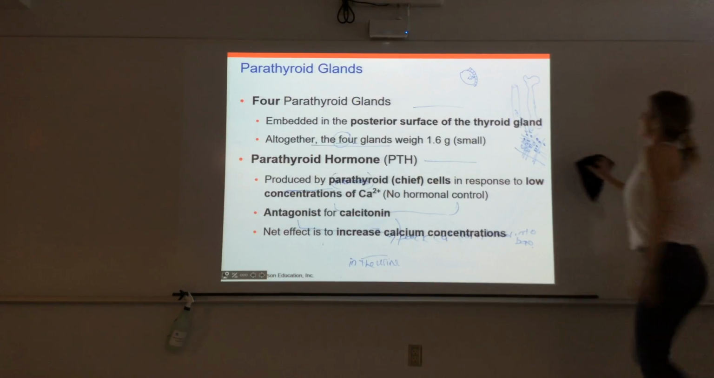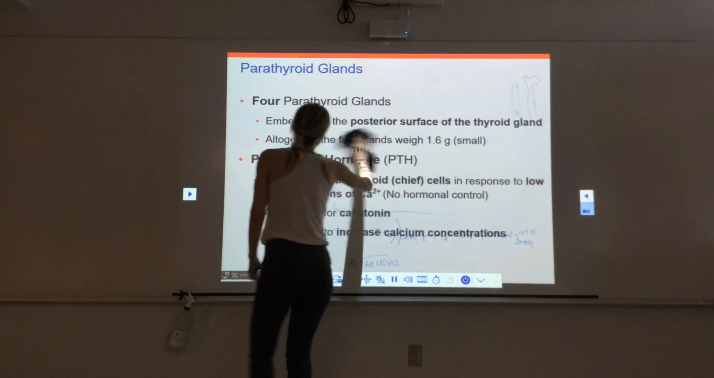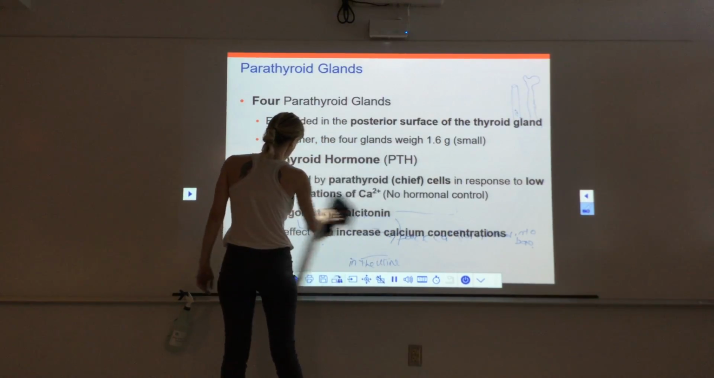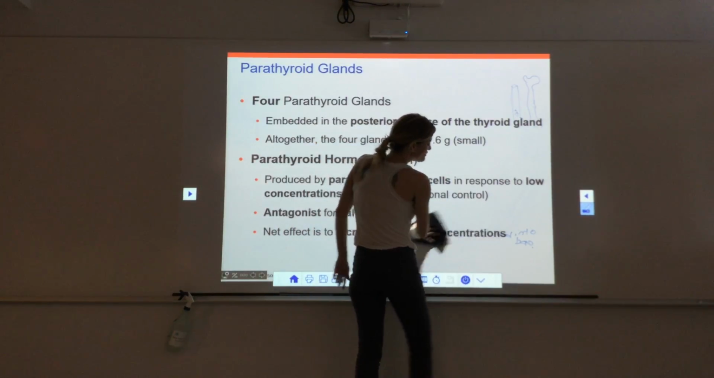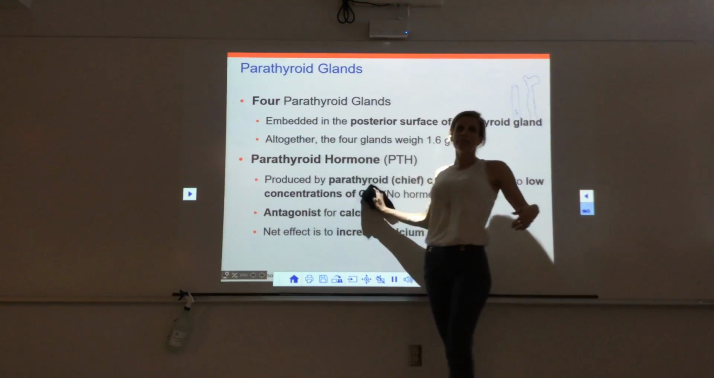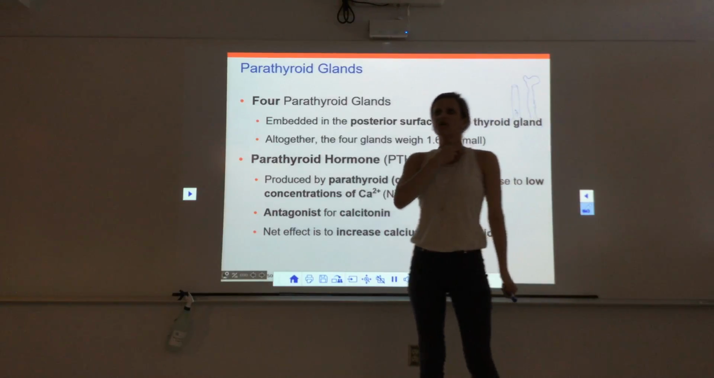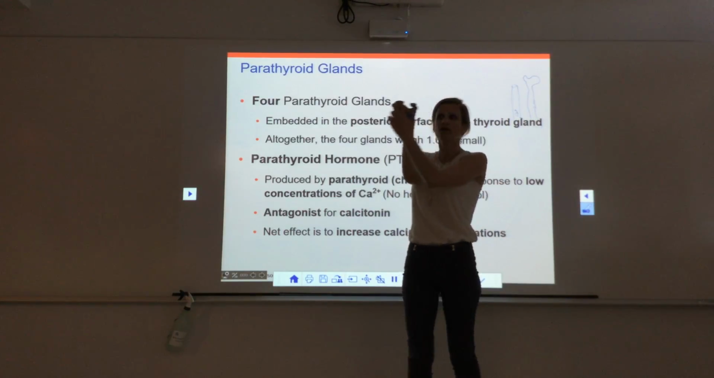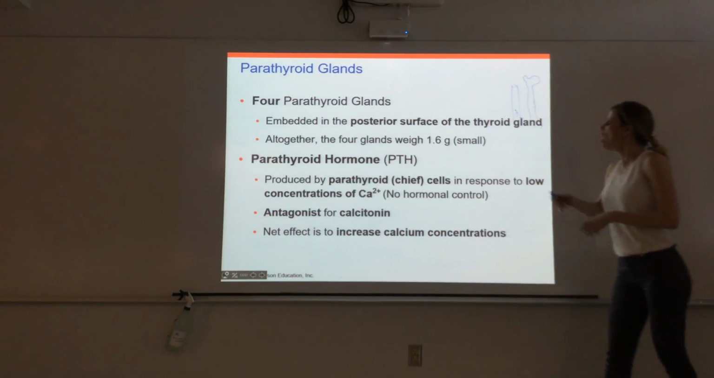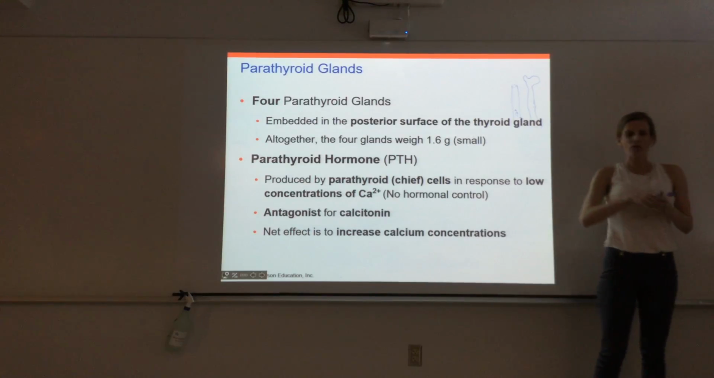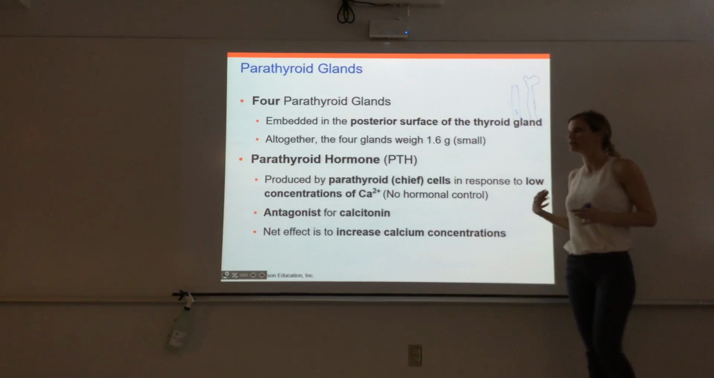So that's it for the thyroid gland. That brings us to the parathyroid glands. The parathyroid glands, we've got four of them. They're very, very small glands that sit on the back of the thyroid. Your thyroid, remember, is like this butterfly that wraps around the trachea. If you look at the back of it, on these back portions of the thyroid gland, you'll see four parathyroid glands. Altogether they weigh 1.6 grams, so 0.4 grams each. They're like a little grain of rice. They're tiny, tiny little glands.